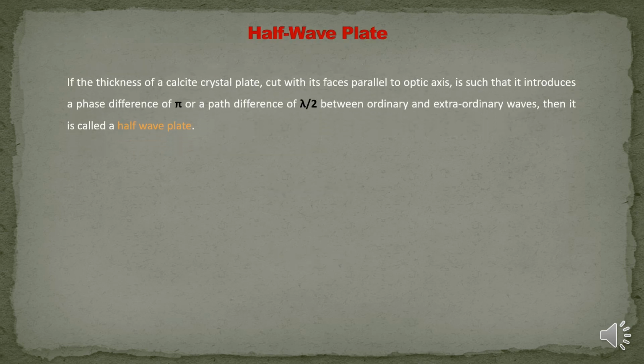Half wave plate. If the thickness of calcite crystal plate cut with its face parallel to optic axis is such that it introduces a phase difference of pi or a path difference of lambda by 2 between ordinary and extraordinary waves, then it is called a half wave plate. For a half wave plate, (mu O minus mu E) into t is equal to lambda by 2. From this, thickness of calcite plate t is equal to lambda by 2 into (mu O minus mu E).